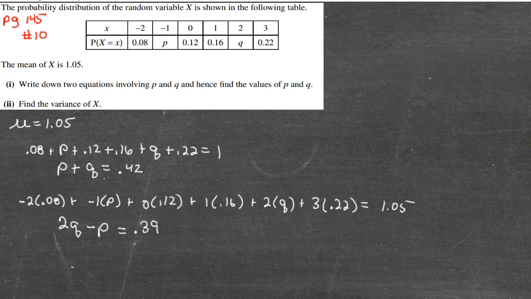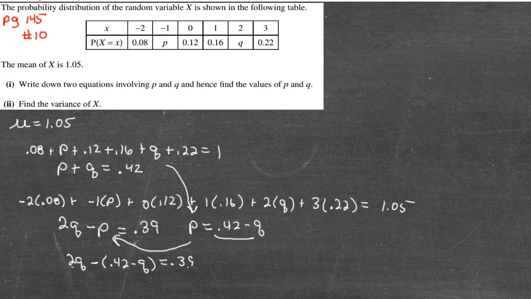Now, there are more than a billion ways to go about this part, but the idea is to get one letter alone and then substitute it back in. In this case, let's just take a look at that top one, and let's get P by itself. That's going to be 0.42 minus Q. And then I'm going to take this 0.42 minus Q, and substitute it where that says P.